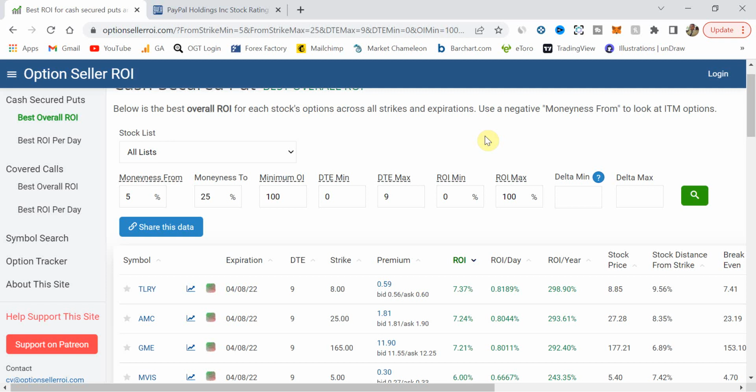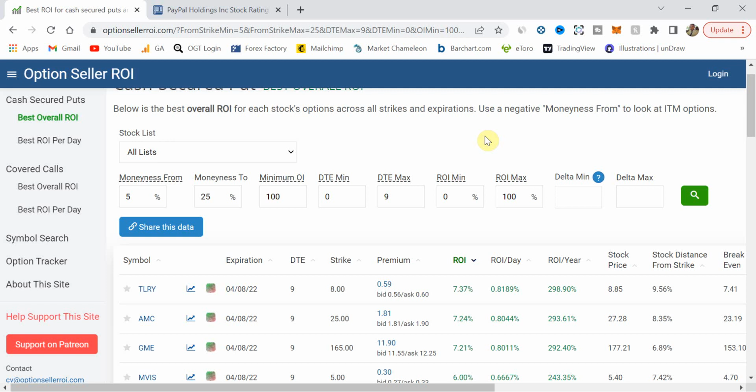So whether you're selling cash secured puts or naked puts or covered calls or naked calls, I've got a completely free resource that scans the whole of the options market and will give you a list of the best covered calls or cash secured puts by return on investment at any given date to expiration. And like I said, it's absolutely free.